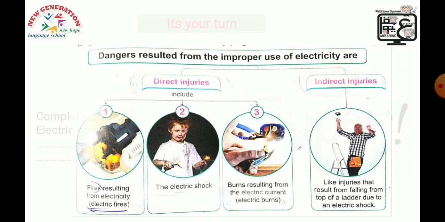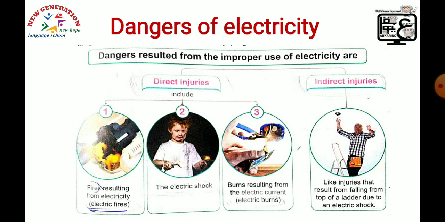And now we're gonna talk about the dangers of electricity. Dangers resulted from the improper use of electricity are direct injuries and indirect injuries. So we have direct and indirect. First we're going to talk about the direct, such as fire resulting from electricity or electric fire, electric shock, electric burn. And indirect injuries, like injuries that resulted from falling from the top of a ladder due to the electric shock.